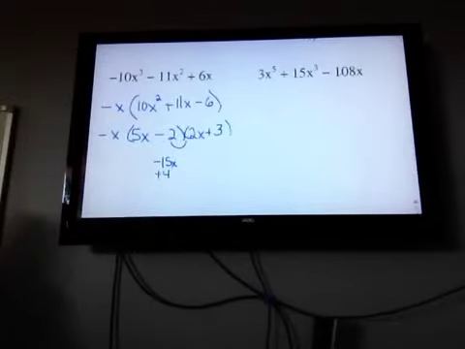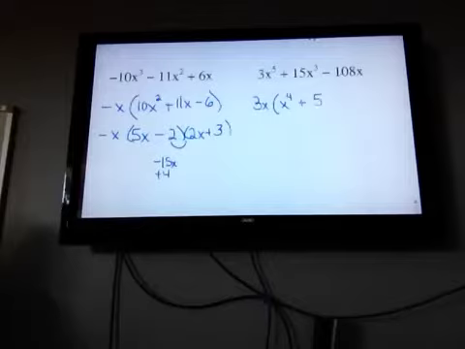And then my last one before my multiple choice question here. Common factor, yes, I can take out a 3 and an x. And I'm left with x to the 4th plus 5x to the 2nd minus 36.